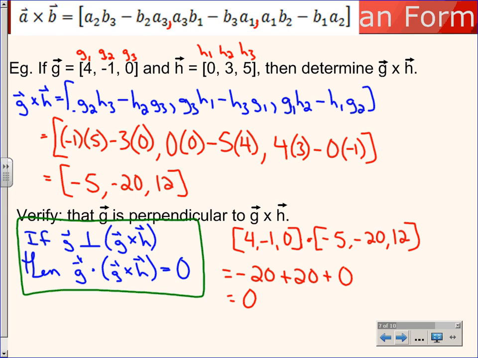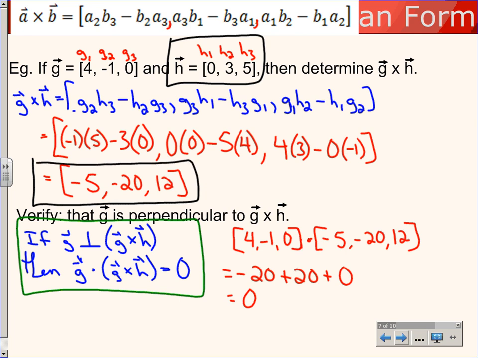You could test it with vector h if you want to. You do the same thing. Actually, it's easy to do. What am I looking for? I'm looking at this one, cross product with this one, or dot product.